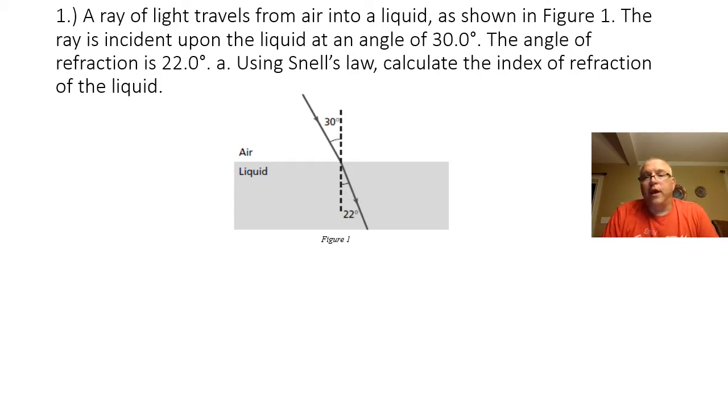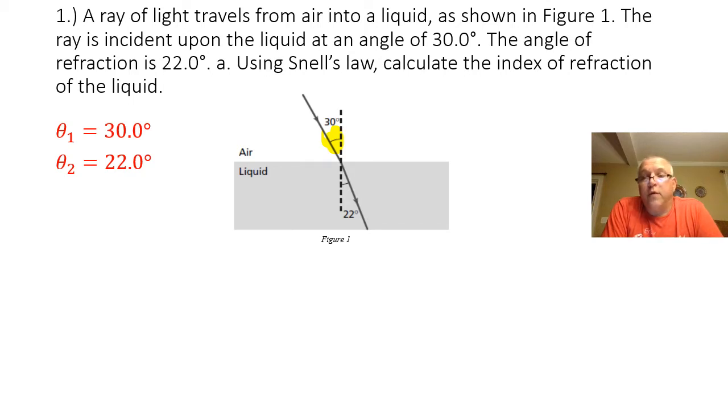So we are given our angle of incidence, which is the angle right here. And remember, we always measure these angles from the normal. The normal is a line that is perpendicular to the boundary between the two mediums. So the angle from my incident ray to the normal is going to be 30.0 degrees. My angle of refraction, which again is measured from the normal, is 22.0 degrees.